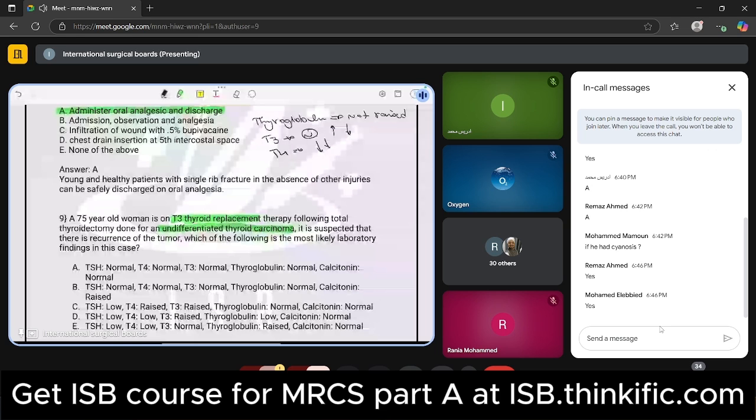Now, thyroglobulin, we say not raised. T3, normal, high or low. T4, definitely low. Calcitonin definitely not in the picture, right? Calcitonin is produced by medullary thyroid cancers. So it's not related to undifferentiated thyroid carcinoma. So definitely you can forget about calcitonin stuff, right?